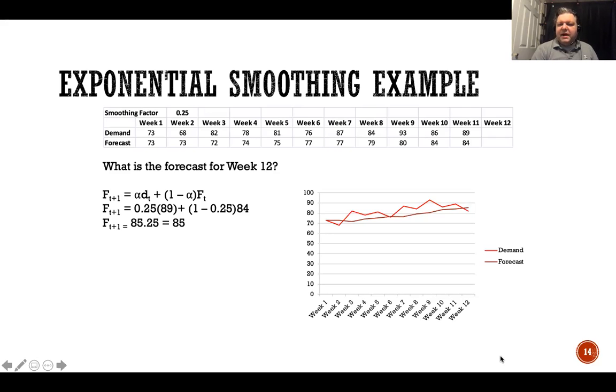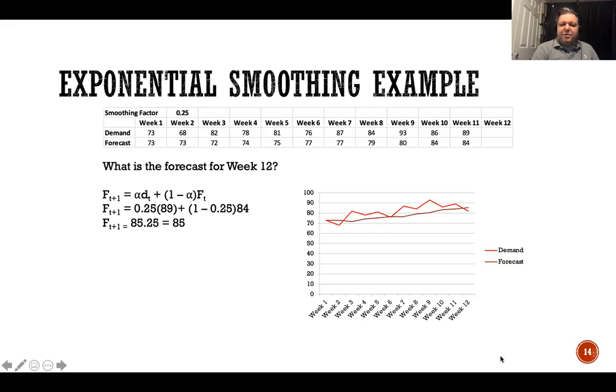But notice that because the demand is always higher, we are under forecasting. The forecast is always less, or almost always less than the demand, right? And that's a problem. So we could argue that our forecast isn't as good, but again, we'll figure that out in just a little bit. So let's assume that our forecast is not good. Is alpha the right number? And that's a great exam question.